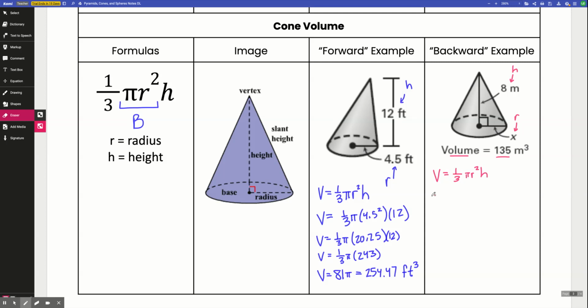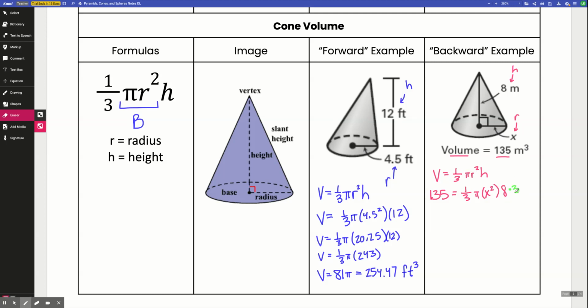Volume is 135, so instead of V, I'm going to put 135 equals 1/3 pi. I don't know what the radius is, so you can either leave it as r, or they called it x here, so I'm just going to go ahead and put an x there. So x squared, and then I have my height is 8, okay? Very similar to the last time we did a backwards example in this video.